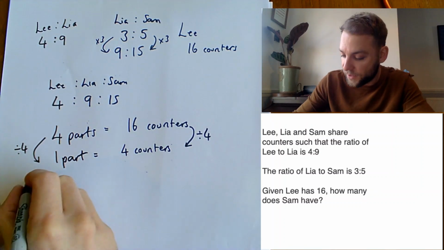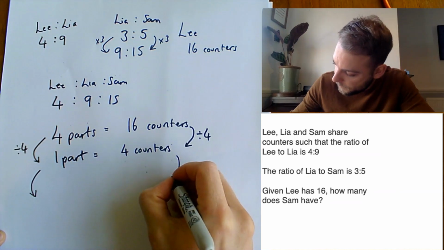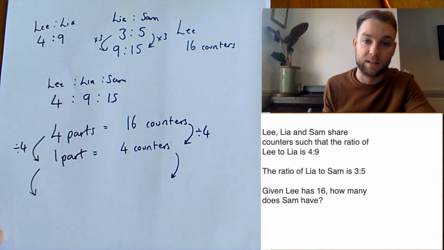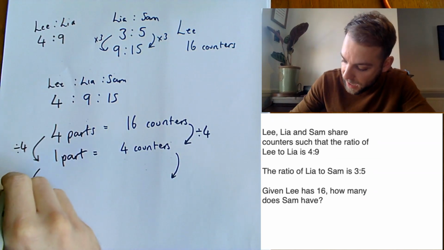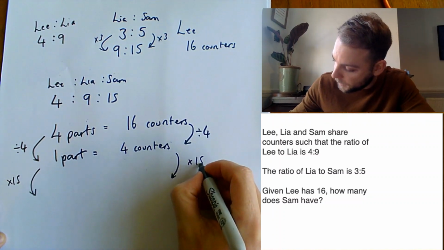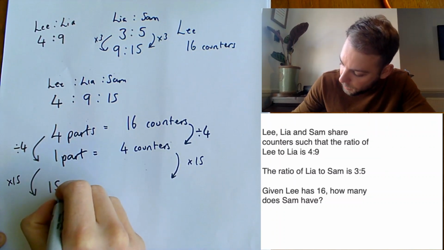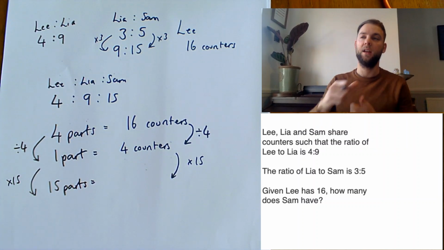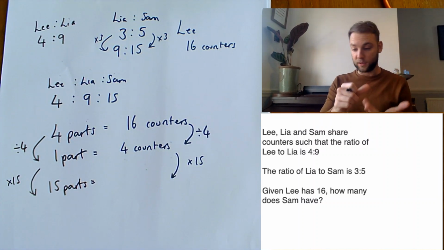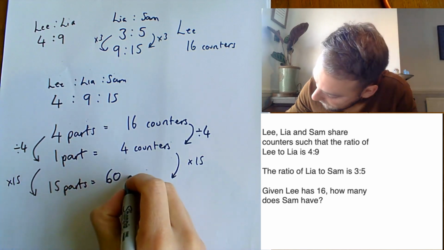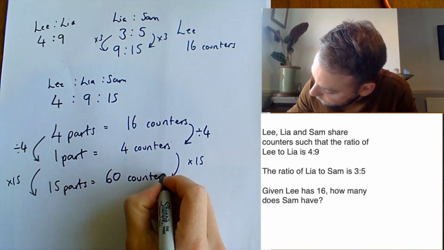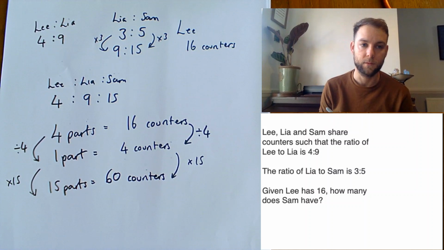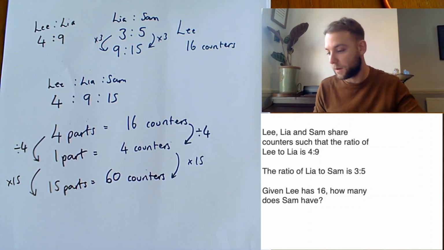And then to find out for Sam, I need 15 parts here. So I need to times by 15, times by 15. So 15 parts is equal to 4 times by 15, which is 60 counters. Okay, so that's that one done.